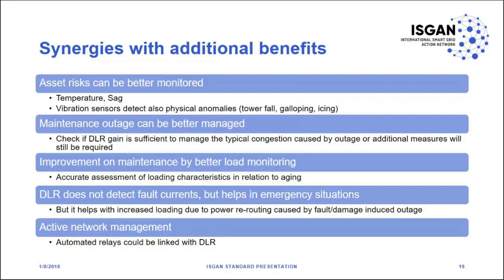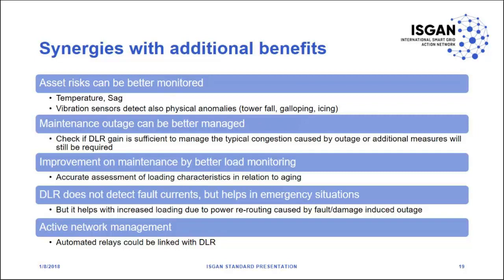If you manage to overcome the hurdles that I mentioned, then dynamic line rating can deliver significant benefits in the form of additional grid capacity and enhanced visibility. With enhanced visibility, you can monitor better the asset risks like temperature and sag of a power line. Forecast values for these parameters can also be provided together with the forecast dynamic line rating. And if you use Amplasimon sensors that measure vibration, you can also detect physical anomalies like tower fall, galloping of the line, and icing on the line. With enhanced visibility, maintenance outages can be better managed by handling the power flows that need to be rerouted. This was done, for example, by the Dutch TSO.